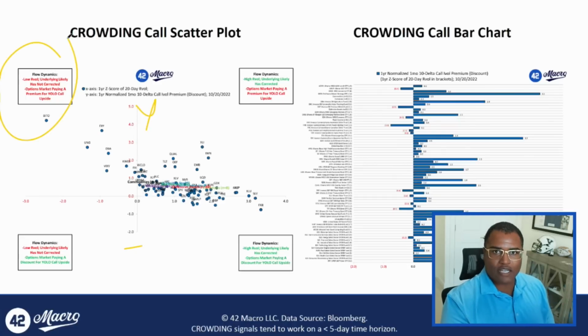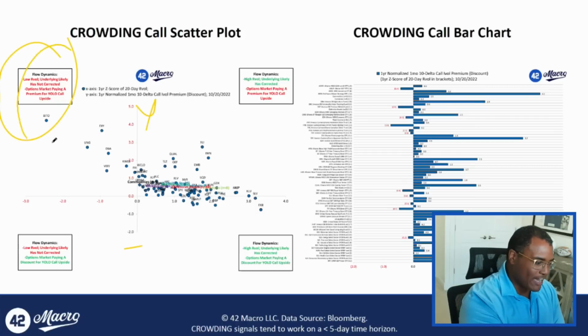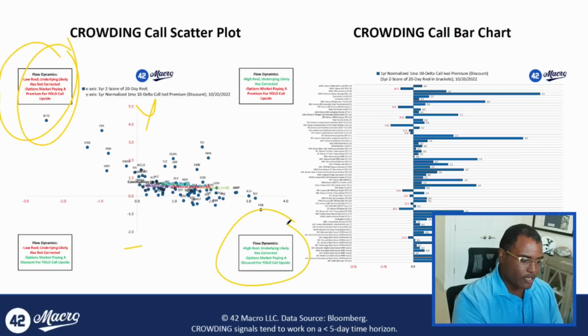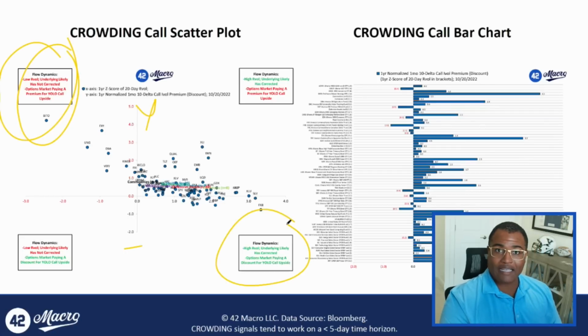Again, what we're trying to do is identify tactical trading setups. So Bitcoin actually got caught in that circle, because this is definitely something we called out in our leadoff morning note this morning. And conversely, when you're down here, flow dynamics are actually extremely positive to be betting on a reversal. So that's high realized volatility. The underlying is likely corrected or finished correcting, and then the options market is paying a discount for YOLO call upside.